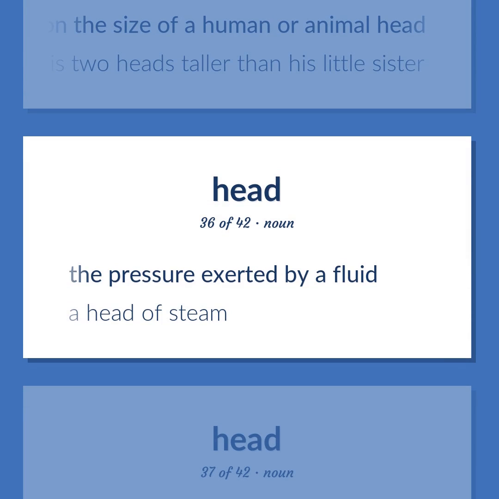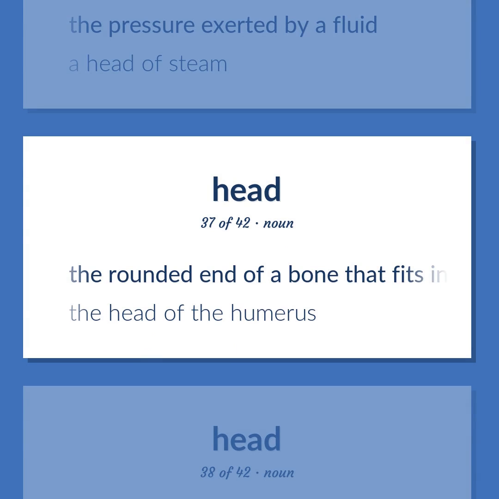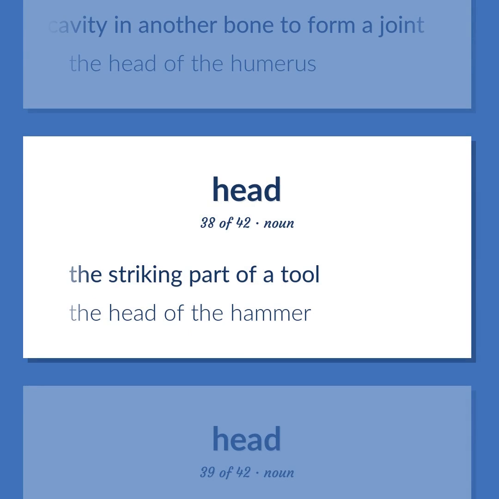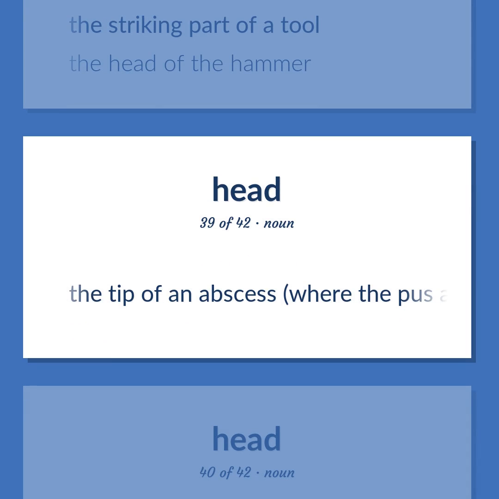The pressure exerted by a fluid. A head of steam. The rounded end of a bone that fits into a rounded cavity in another bone to form a joint. The head of the humerus. The striking part of a tool. The head of the hammer. The tip of an abscess, where the pus accumulates.